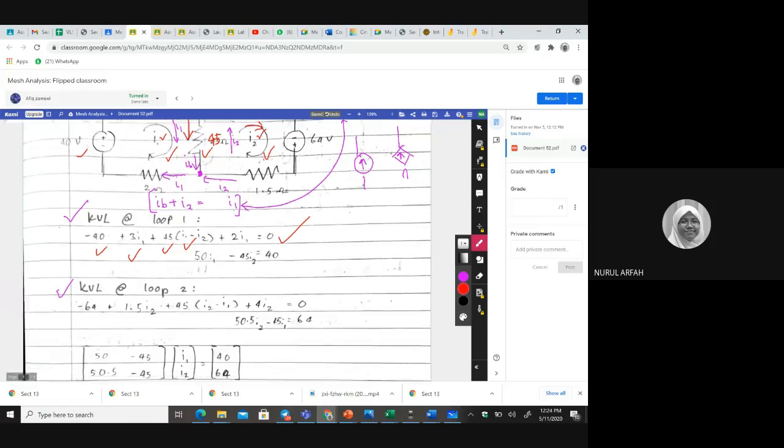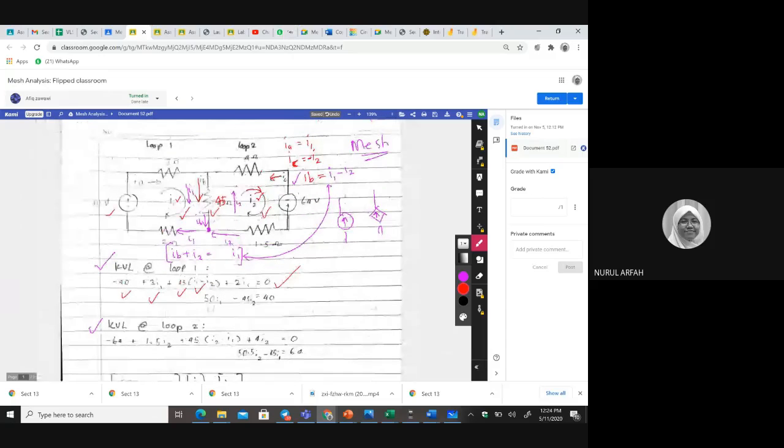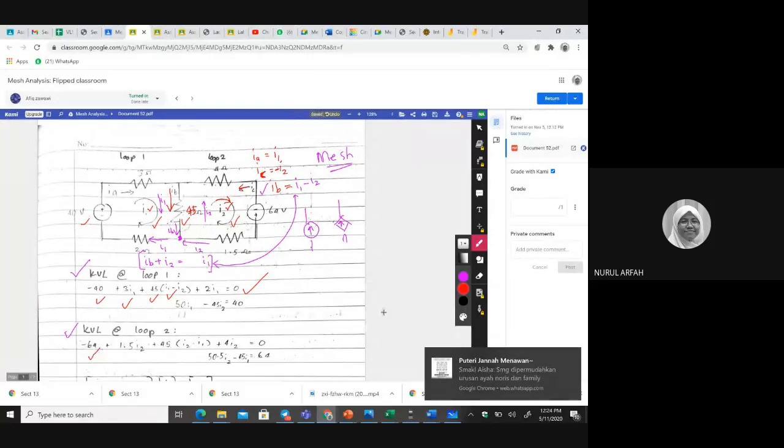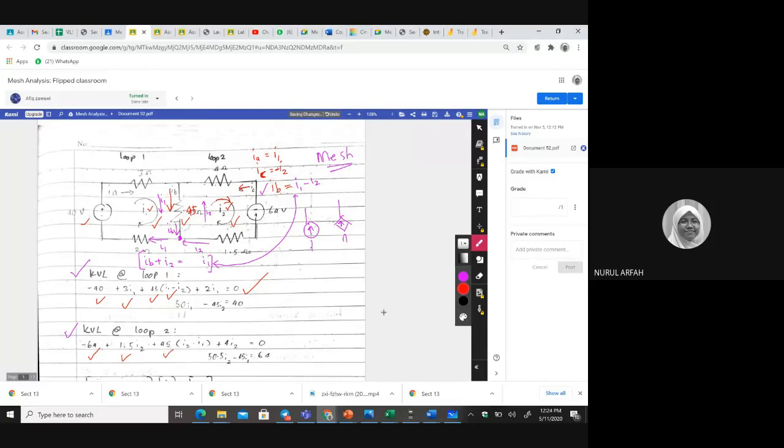This equation is correct. And then KVL at the second loop: negative 64 here and plus 1.5 with this I2 and 45 here. Since we concentrate on this loop first, I2 should be minus with the opposite, then this is correct. And plus for I2. Yeah, correct. So you will get this is 1.5, this is 1.5, and the figure here will give you also 1.5.